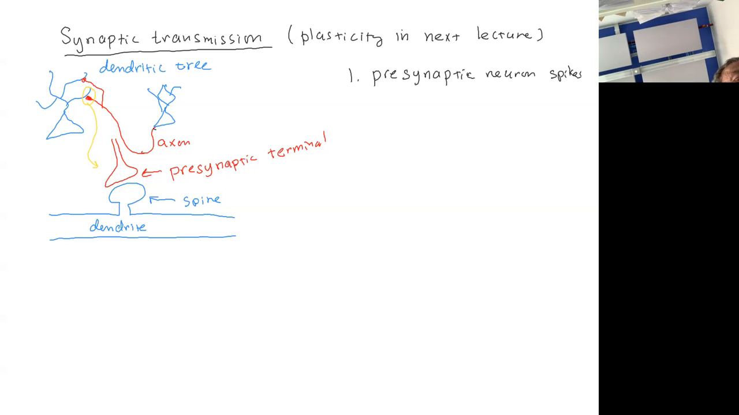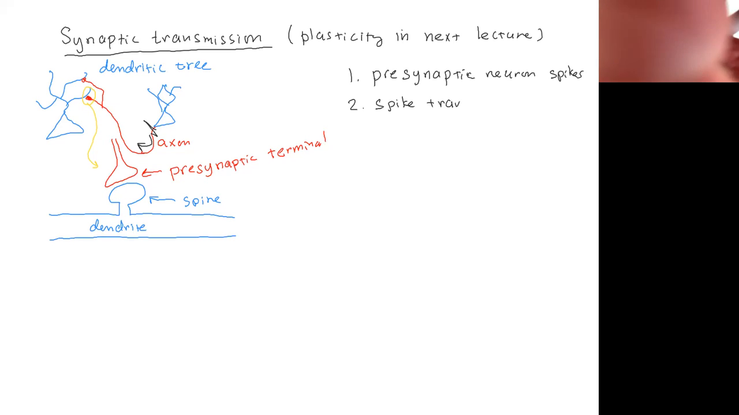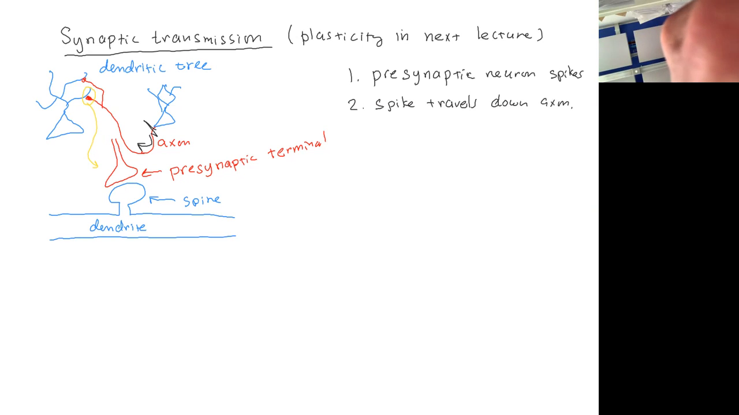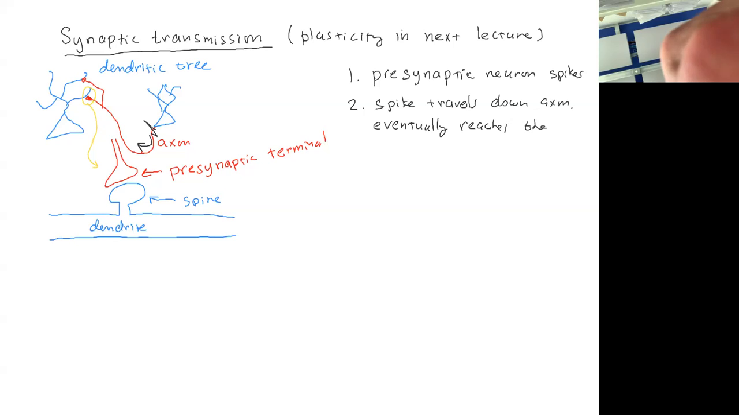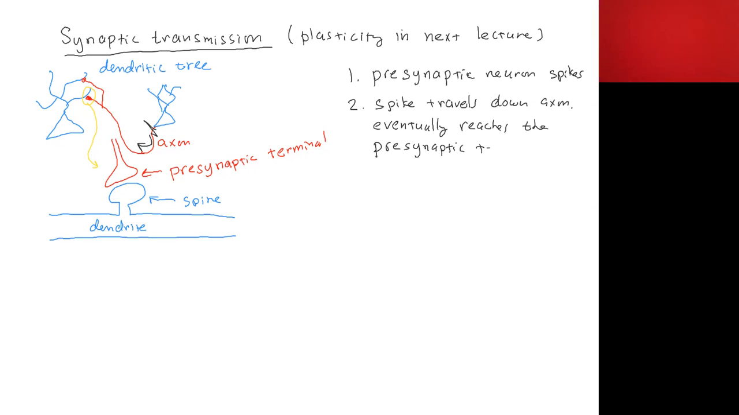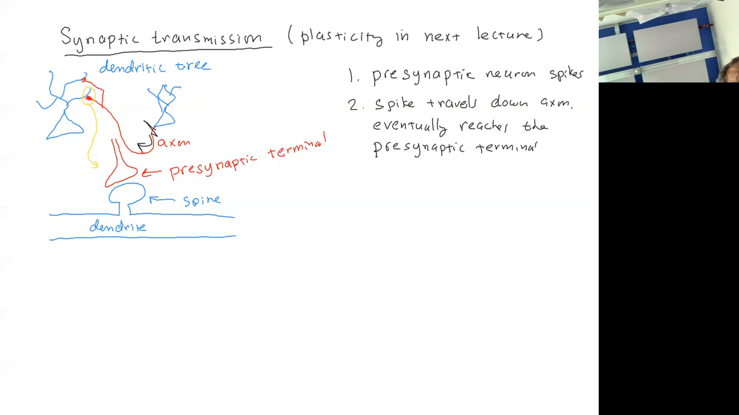So it emits an action potential, which looks like this, which travels down the axon. So spike travels down axon, eventually reaches the presynaptic terminal. Okay, so eventually it shows up down here. Let's kind of draw it like that. Makes it into a presynaptic terminal. Get rid of the arrow.